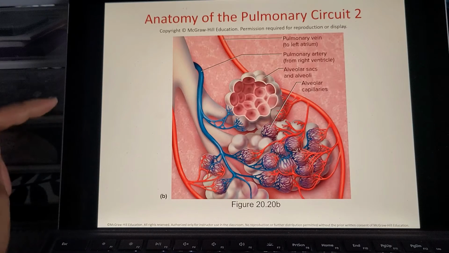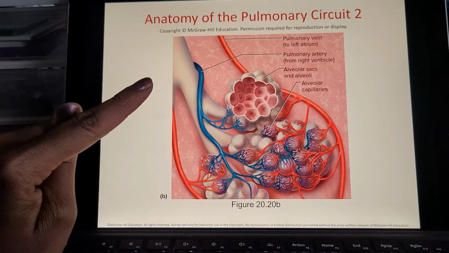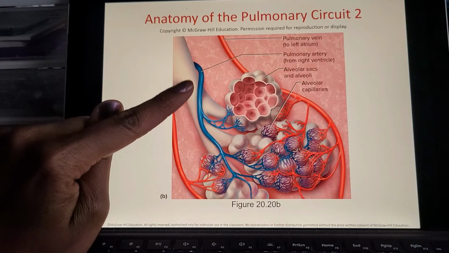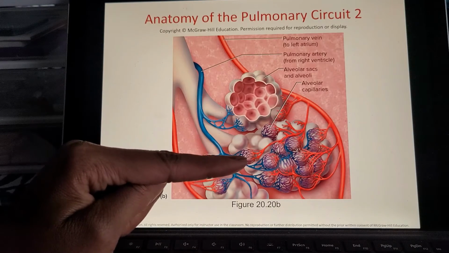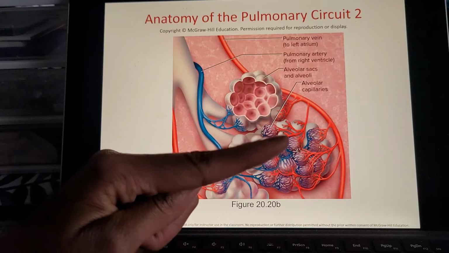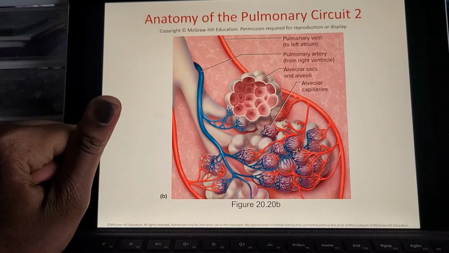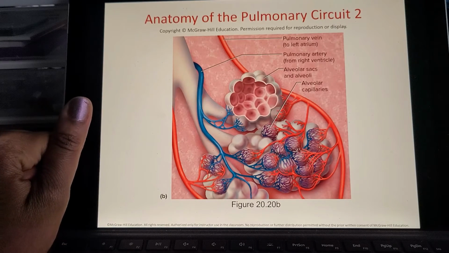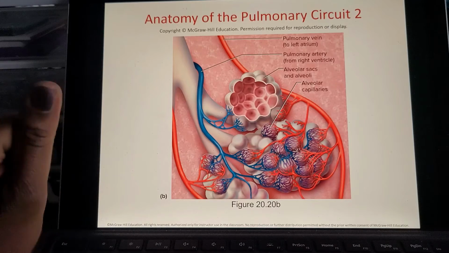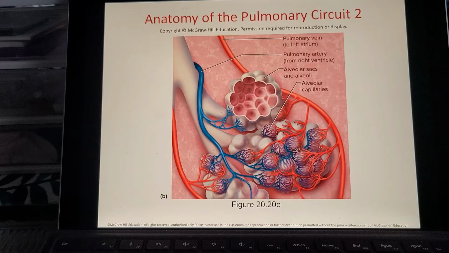So we have our artery taking blood away from the heart, so it's deoxygenated, so that's that blue color. After our gas exchange it's now oxygenated, moving on our vein. Even though it is a vein, it's still colored red because it's oxygenated. But it's still a vein because it's going back towards the heart. So that's where you return with that oxygenated blood.